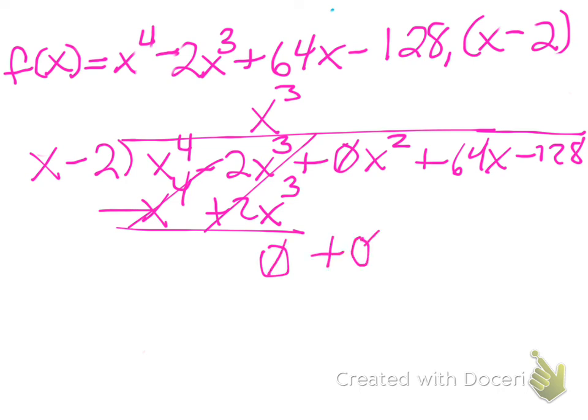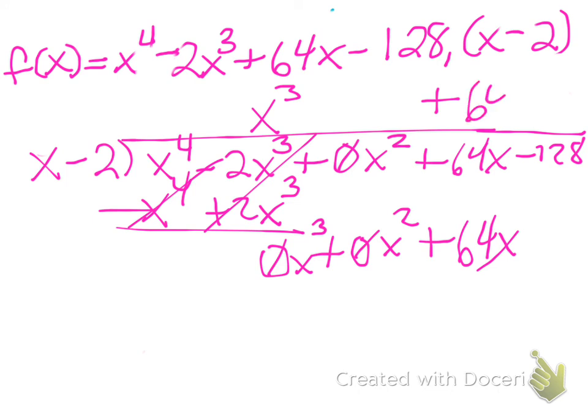If you wanted to do it like this, we can. Well, there is nothing that I can do that's going to give me 0 besides multiplying by 0. So I'm not interested in those. I am interested in a 64x because I can multiply by something and give me 64x. And that is positive 64. And I might as well go ahead and drop down my minus 128.